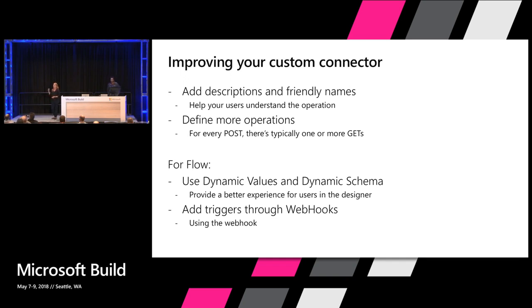So typically for every post, you want to have a few gets, get one item, get a list of items. And then if you're building a connector specifically with more scenarios for flow in mind, you can use things like what we call dynamic values and dynamic schema, where it really makes the user experience a lot richer. You might see things like drop-downs and that type of thing. And then, of course, for something like workflow automation, triggers are really important, so you can use webhooks.